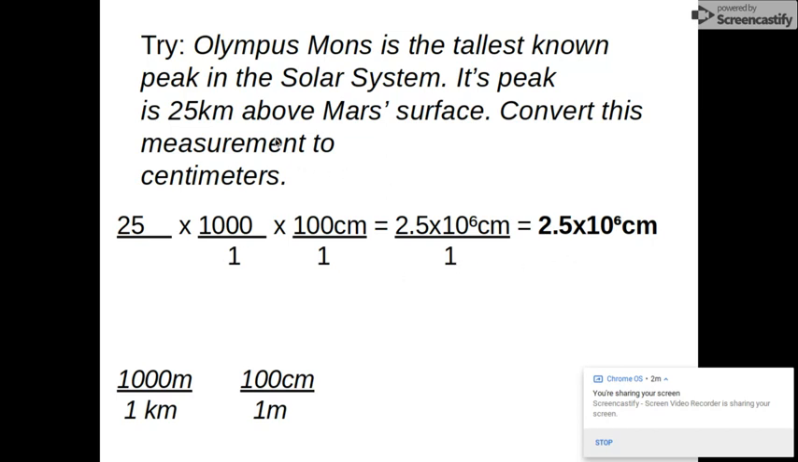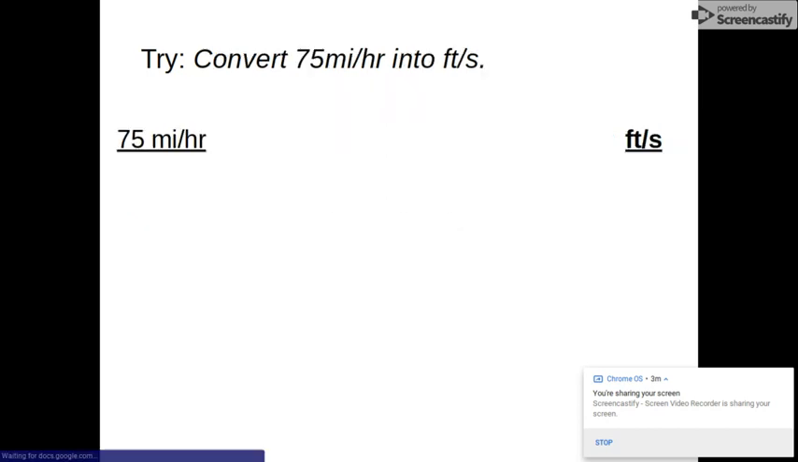So what is, in centimeters, the height of Olympus Mons, the tallest peak in the solar system? That is 2.5 times 10 to the sixth centimeters. Okay, now moving on. There is one final type of conversion that I want to show you guys, and this is converting rates. Okay, so our example is going to be 75 miles per hour, and we're going to convert that into feet per second.